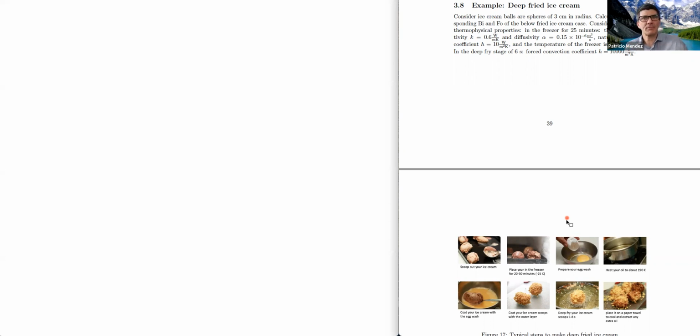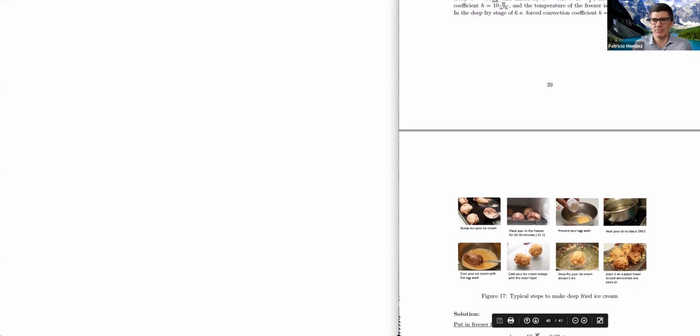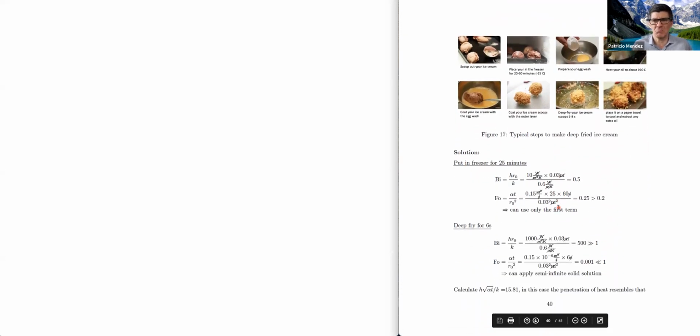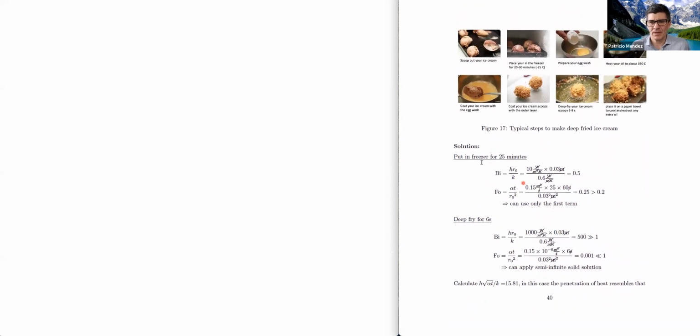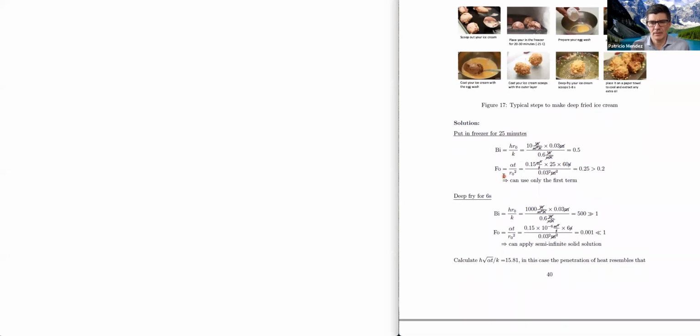So I found a recipe on the internet, and I haven't tried it myself, but I'm sure it works. If any of you tries it, I'd like to know. The recipe says, put your ice cream in the freezer for 25 minutes. So let's do the heat transfer of this. Let's say the scoops of ice cream are 6 centimeters in diameter. We can calculate the Biot number, and the Biot number is 0.5. What does it mean? It means that I cannot assume lumped capacitance.